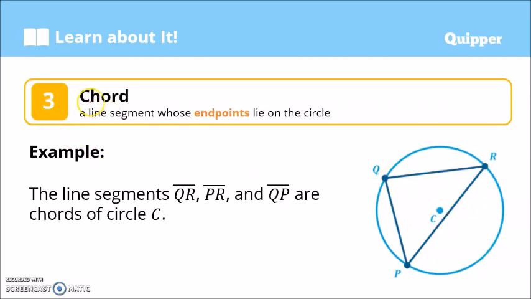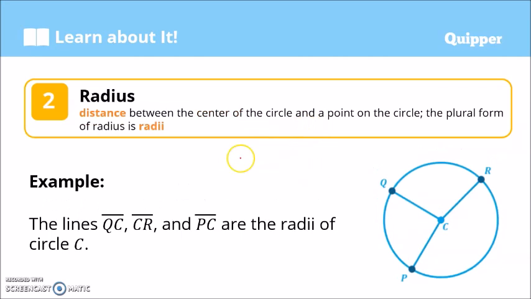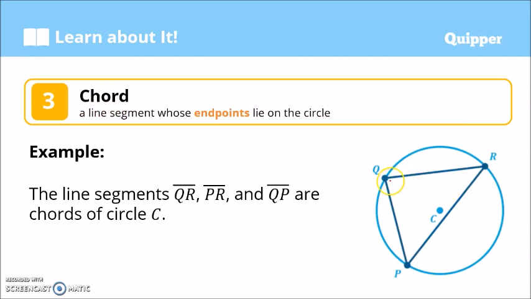Next part of the circle is chord. This is a line segment whose endpoints lie on the circle. Hindi kagaya nung sa radius kanina. Ang radius, ang isang endpoint niya ay ang center ng circle at saka yung kabila, it's a point on the circle. However, si chord, yung dalawang endpoints niya ay nasa circle mismo.